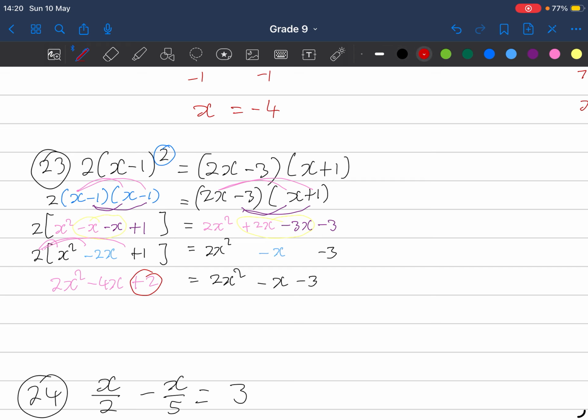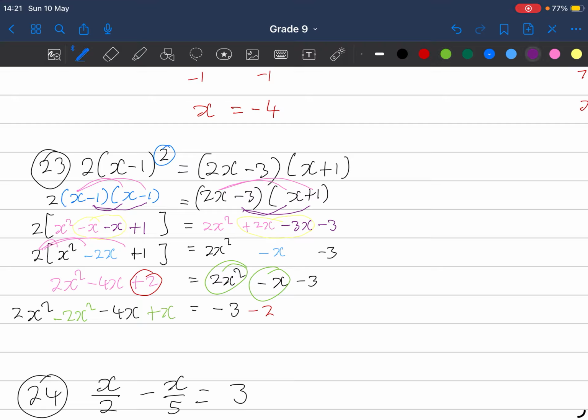So this is going to go over, and this one and this one are going to come to this side. Right? Equals to. So I've got a minus 3. The plus 2 will become a minus 2. On this side, I have 2x squared, and I have a minus 4x, alright? The minus 2x squared from the right is going to come across and become minus 2x squared. And the minus x is going to become a plus x.